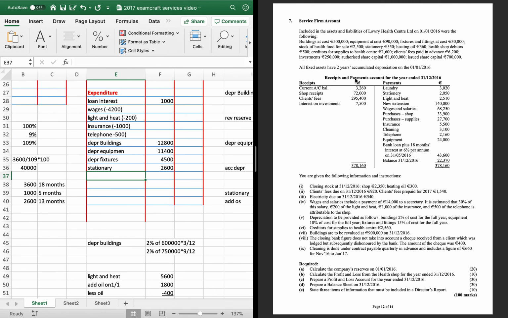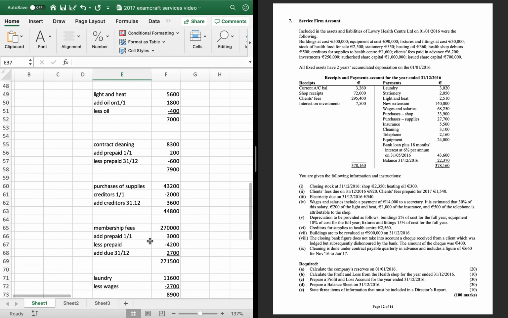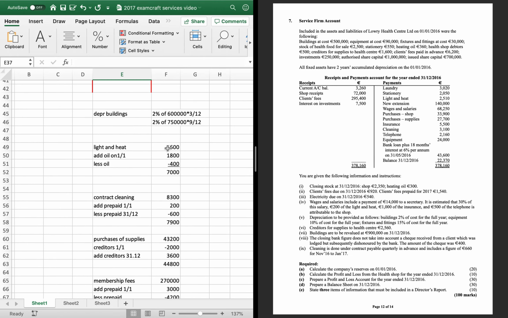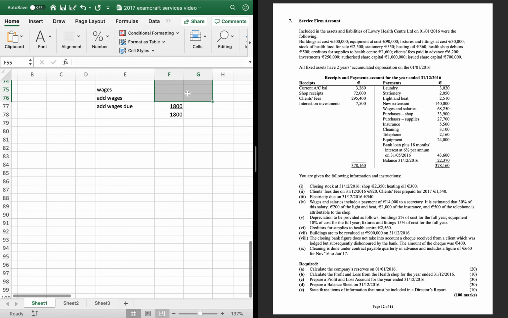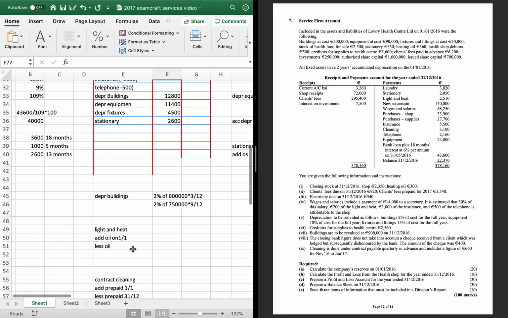Next one, heating oil. So heating oil is light and heat. We have heating oil here, and we've electricity due of 540. So we've quite a bit with that. Sorry, this is all from the previous question. Just delete that stuff. I just copied and pasted from something else.